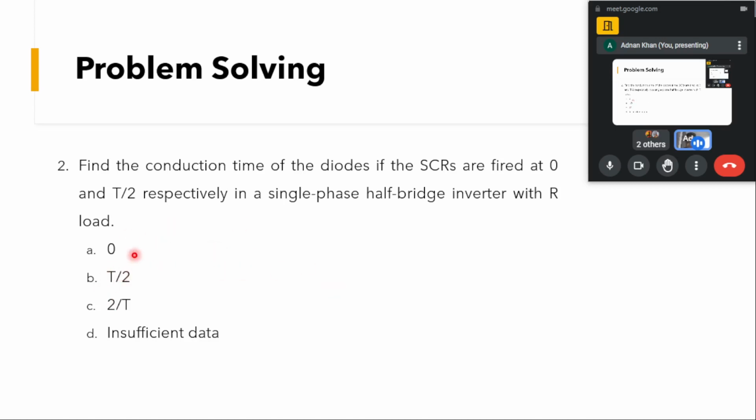Can anyone answer this? A, B, C, D: 0, T by 2, 2 by T, or insufficient data? Can anyone answer? Take a guess, then we'll go ahead. Someone has answered A. Anyone else? Rajeshri, you can answer. You can unmute and say it, or you can type.